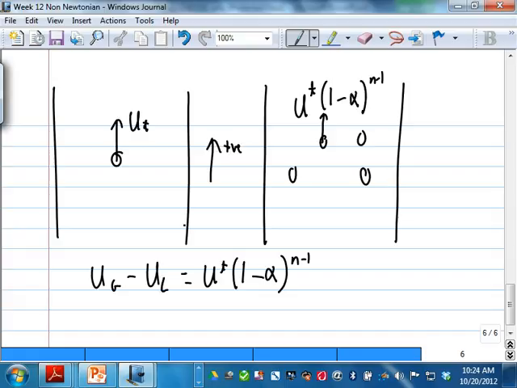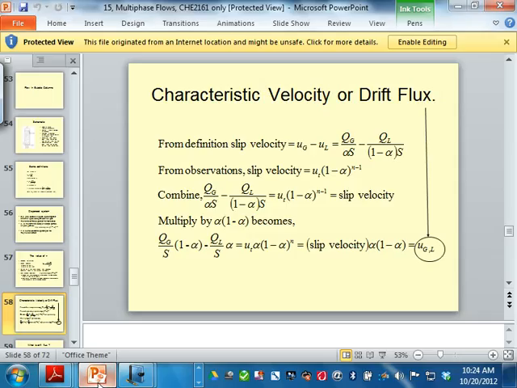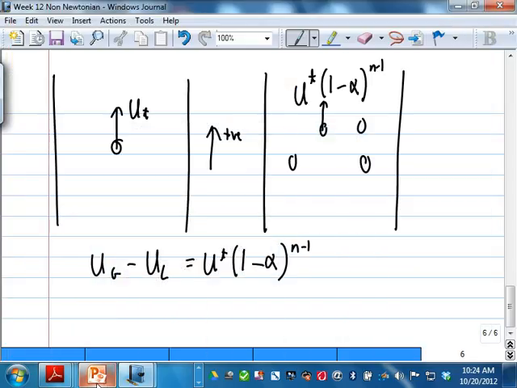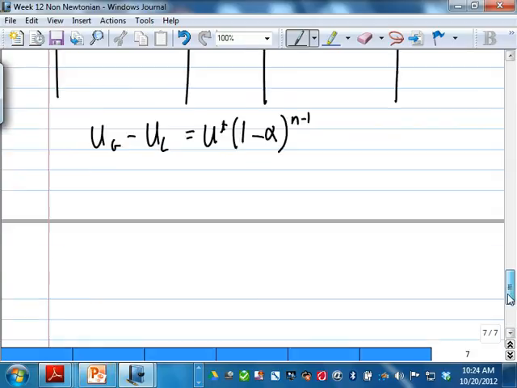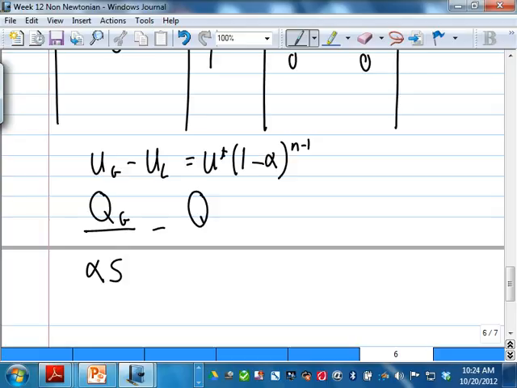Let's follow carefully. U gas is the volumetric flow rate of gas divided by the area of gas, minus the volumetric flow rate of the liquid over the area of the liquid, 1 minus alpha, S.